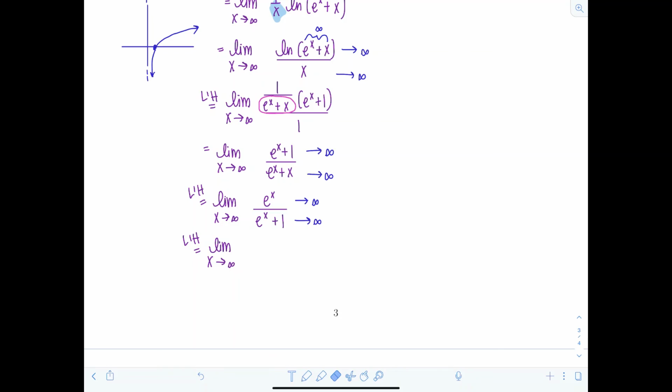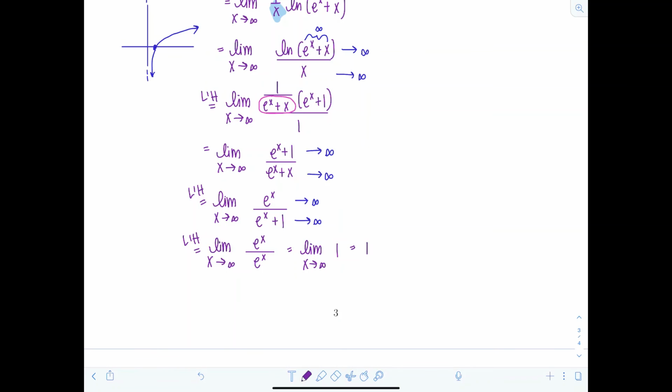All right, but check, because sometimes if you apply it too early or incorrectly, your quantity will get really messy and ugly, and it's time to rethink your strategy. Okay, derivative of the numerator, e to the x, that's just e to the x. Derivative of e to the x plus 1, it's going to be e to the x plus 0, so e to the x. Well, e to the x over e to the x, that's just 1. So this is the limit as x approaches infinity of 1, and the limit of a constant is always itself.